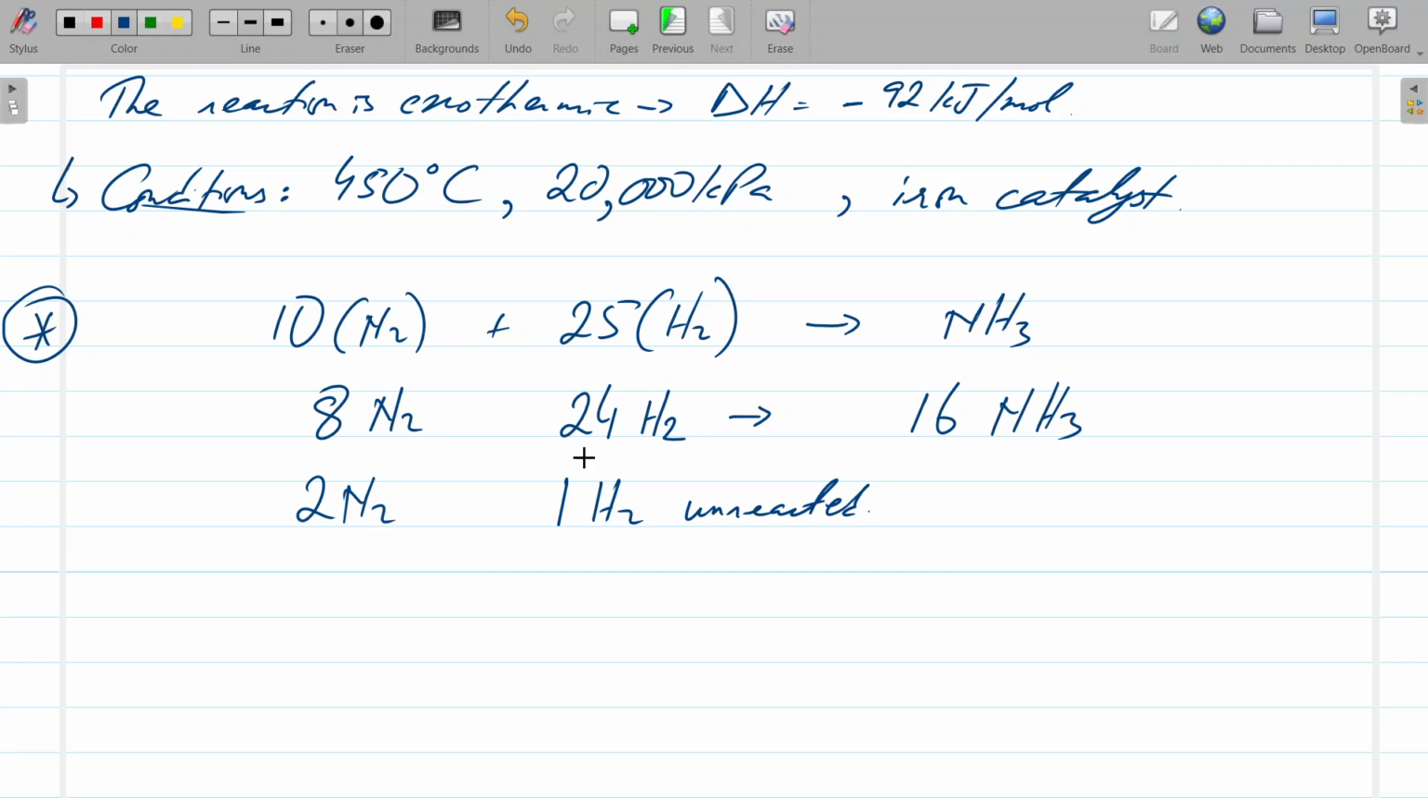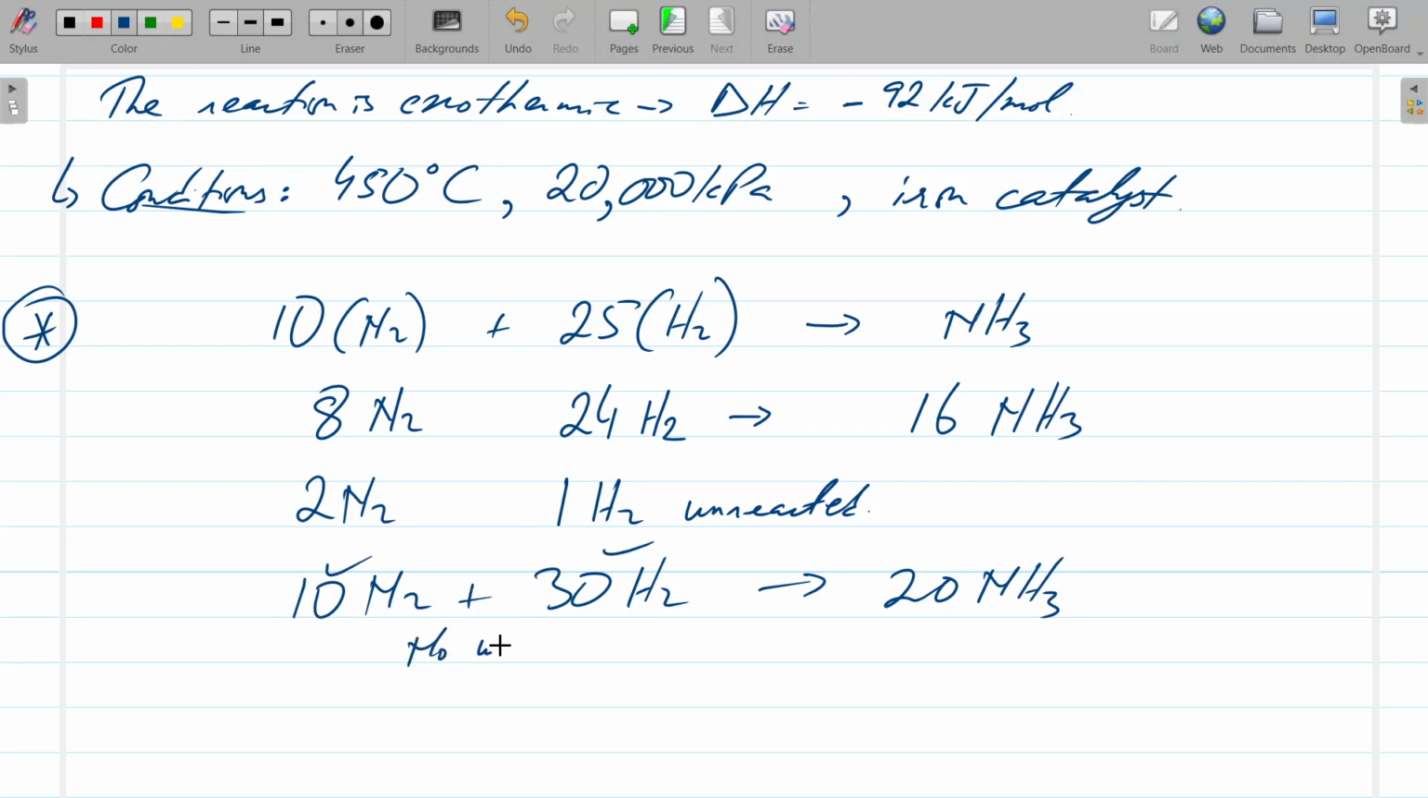Unless you have the exact amount, right? So if you're putting it in 1:3, you're putting 10 nitrogens and 30 hydrogens, then you will get 20 ammonia, right? And this is theoretically. In reality, that's not happening. You're only getting 15%, but theoretically, in this case, there's no unreacted molecules. Does that make sense, sir? Yeah. So the reactions happen in particular proportions, right?